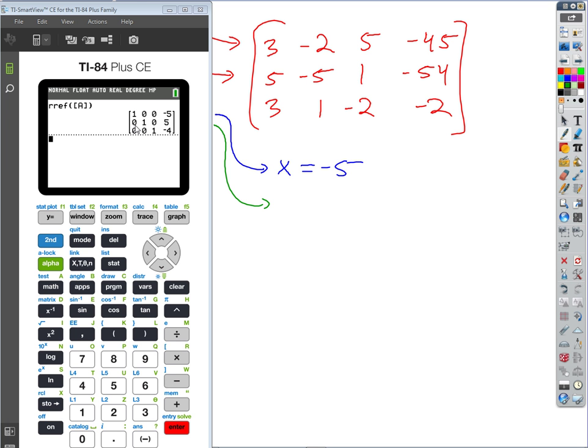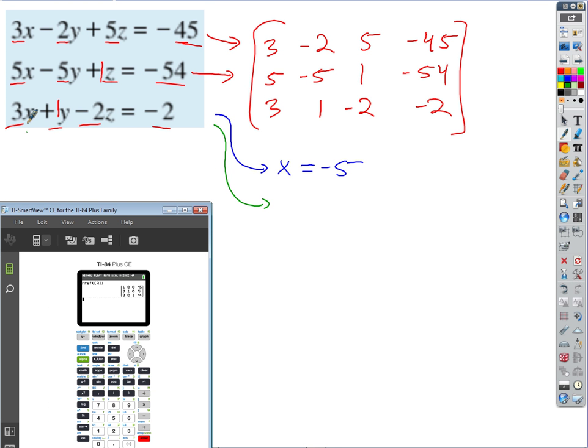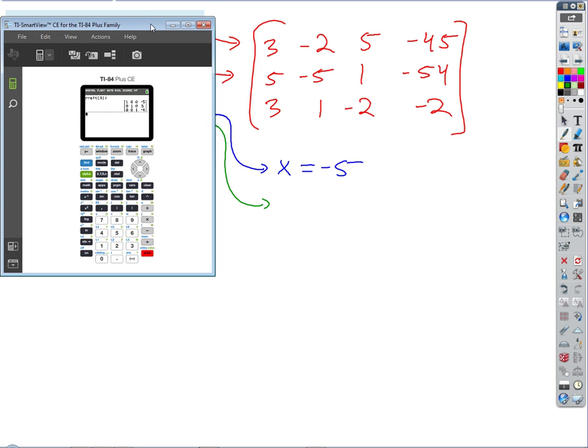It's saying 0. Remember, the first column represents the x terms, the second column represents the y terms, the third column represents the z terms, and the fourth column represents the constants. So look at that.